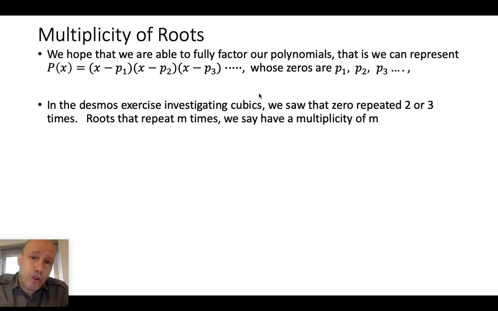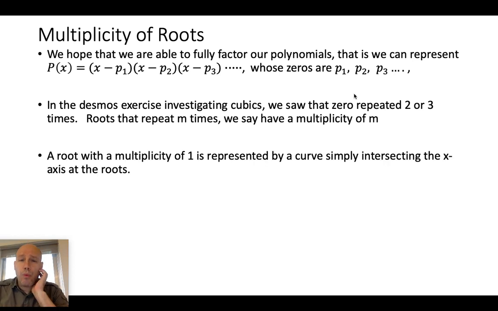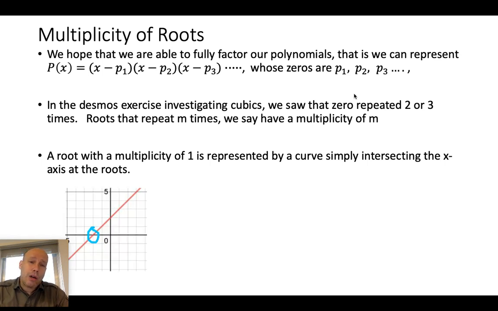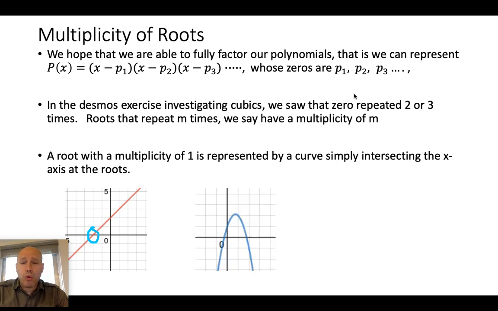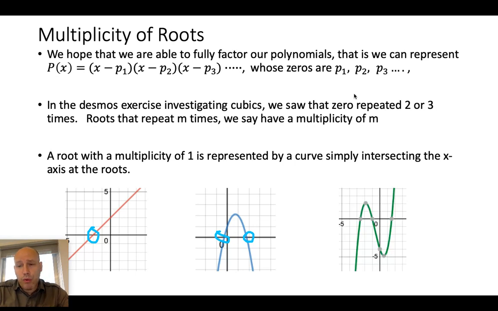In the Desmos exercise investigating cubics, we saw that a 0 repeated 2 or 3 times. Roots that repeat m times, we say, have a multiplicity of m. A root with a multiplicity of 1 is represented by a curve simply intersecting the x-axis at the root. So we see here we have a linear that crosses the x-axis 1 time. The parabola has 2 roots, but each of them only crosses once. And the cubic has 3 roots. They're distinct. They cross 3 different places.